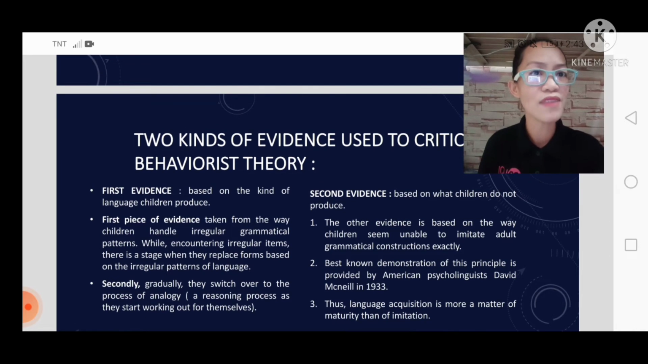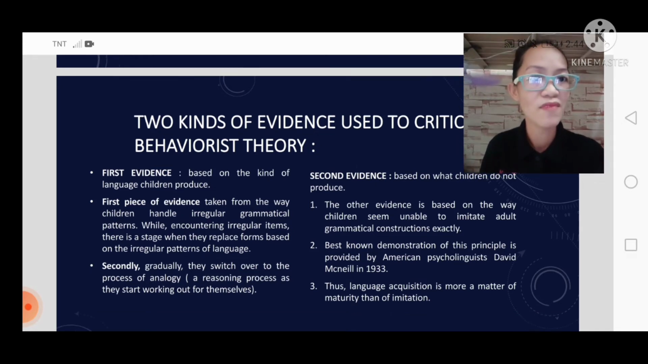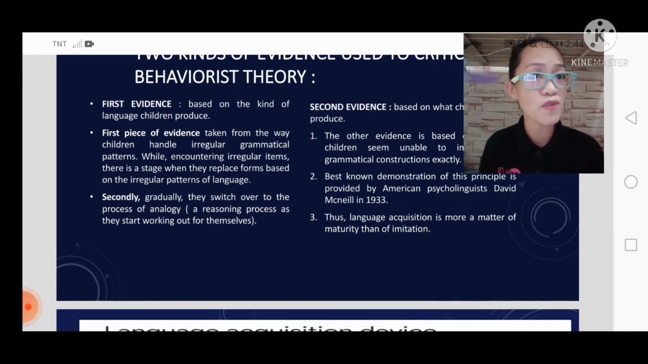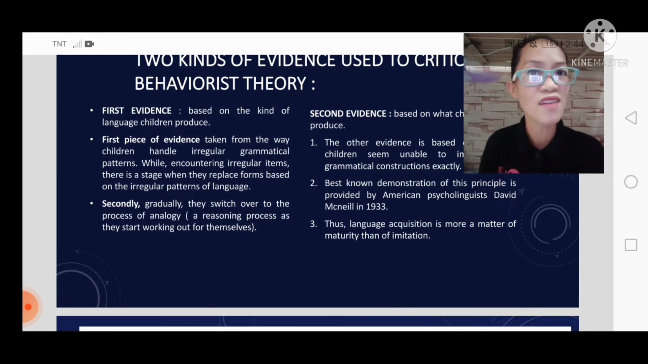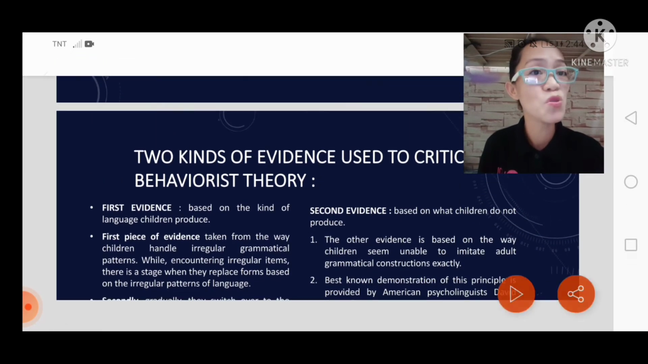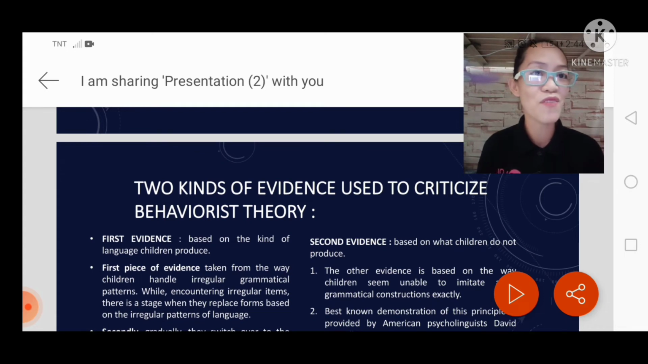And the second evidence is based on what children do not produce. The other evidence is based on the way children seem unable to imitate adults' grammatical constructions exactly. The best-known demonstration of this principle is provided by the American psycholinguist David McNeill in 1933. Thus, language acquisition is more a matter of maturity than of imitation. So these two pieces of evidence are used to criticize the behaviorist theory.